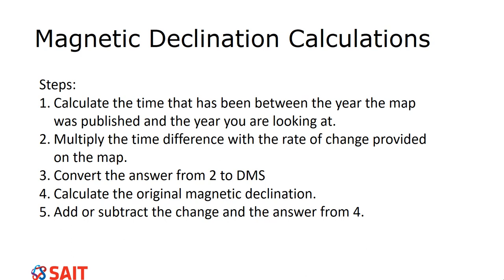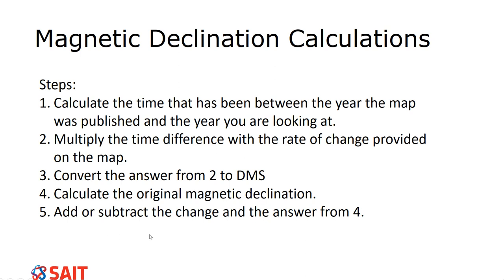Then step 4, I suggest calculating the original magnetic declination. That means figure out what the magnetic declination, to be specific, is from the true north to the magnetic north. Each map actually doesn't say that. It only gives you the convergence angle and the grid declination. So keep in mind as you are working through your questions that you're not given that, and that's why I include this step.